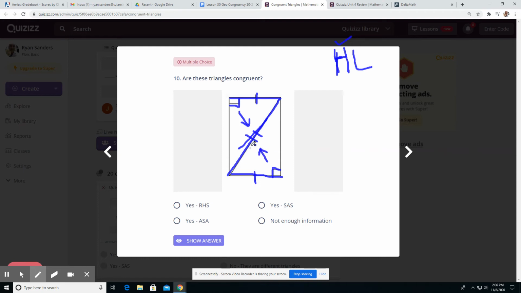So that is RHS, maybe that's right angle, hypotenuse, side. That's all I can think. But hypotenuse leg, right angle, hypotenuse side, either way. Let's just confirm that it's this one. Yep. All right, so this is our right triangle situation.